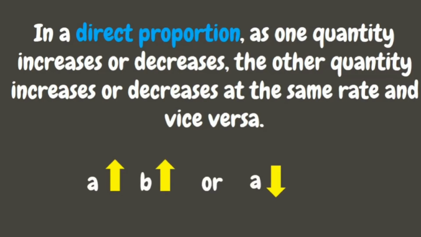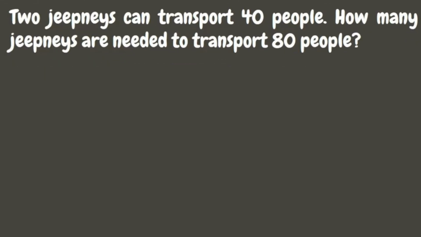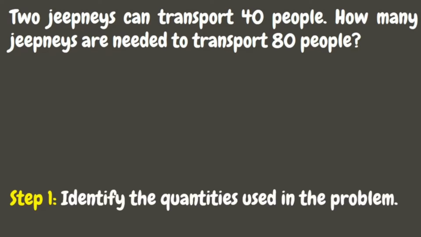Now let's look at the examples. The first step is to identify the quantities, as we have already done. The quantities are the number of jeeps and the number of people.